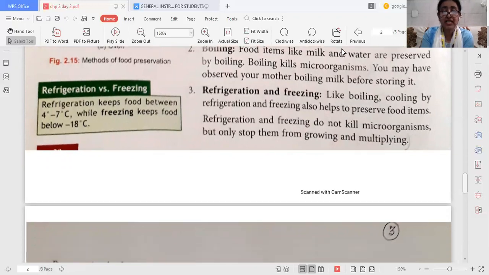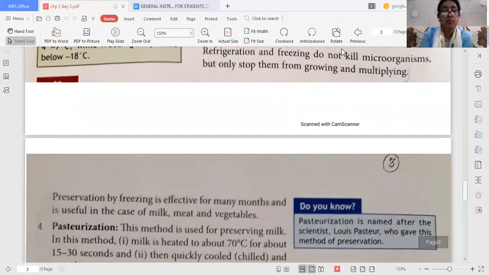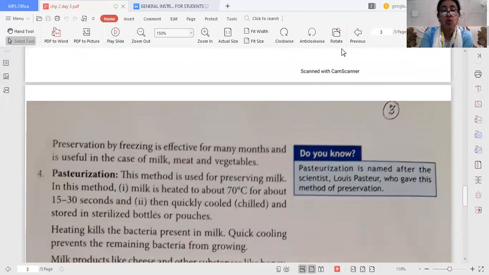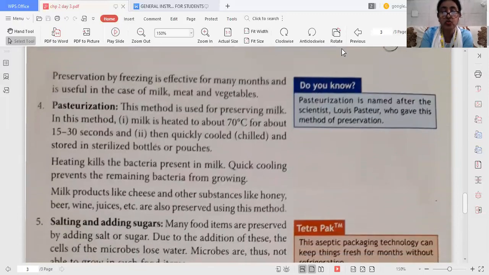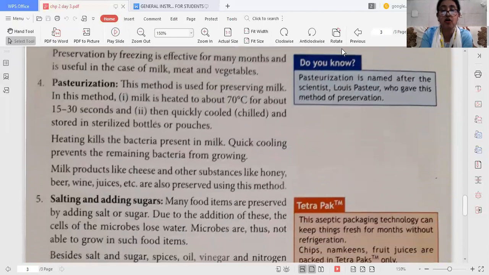Now the next one is pasteurization. What is pasteurization? Mostly this method is used for preserving milk. And this pasteurization is named after a scientist, Louis Pasteur, because he gave this method. So that's why this method is named after Louis Pasteur.